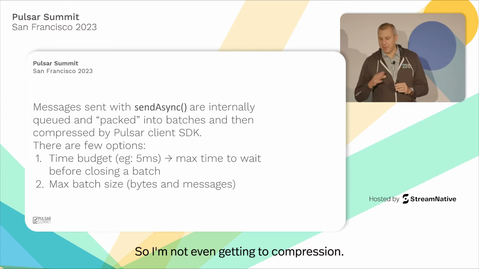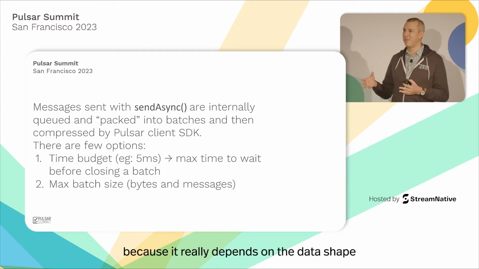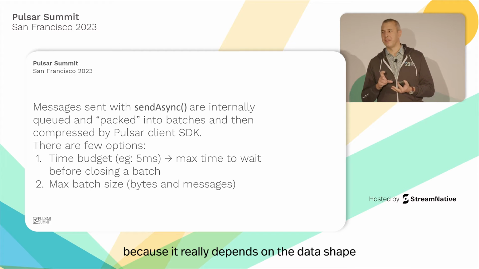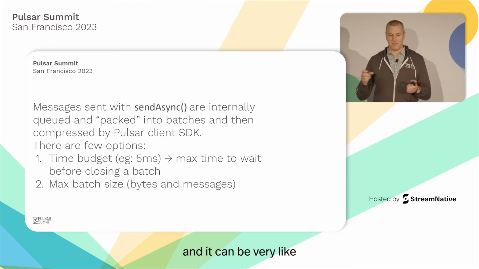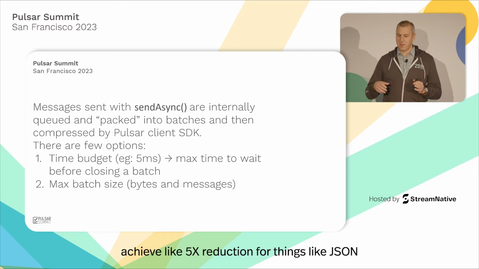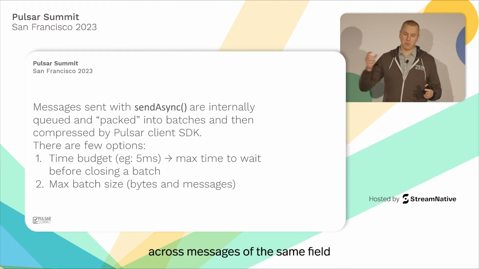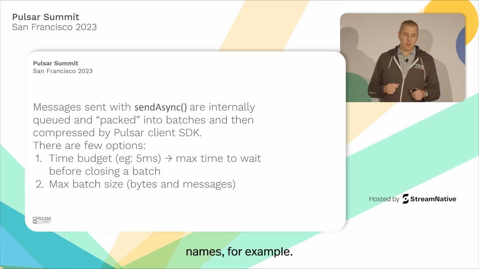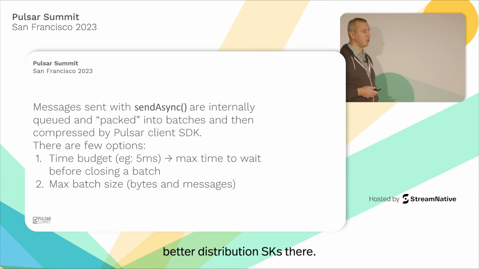So I'm not even getting into compression, because compression is very hard to benchmark in a way, because it really depends on the data shape. And it can vary. Like with batching and compression, typically you can achieve like 5x reduction for things like JSON, when you have a lot of repetition across messages of the same field names, for example. But yeah, it can vary a lot based on your data distribution and skews there.